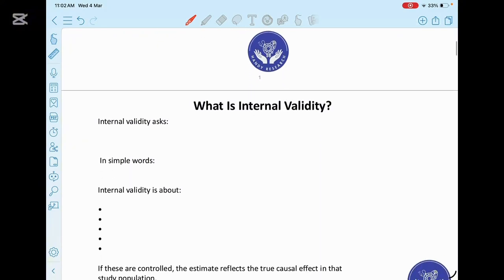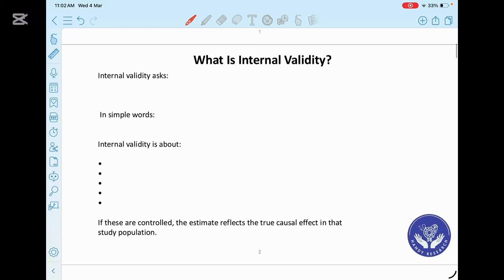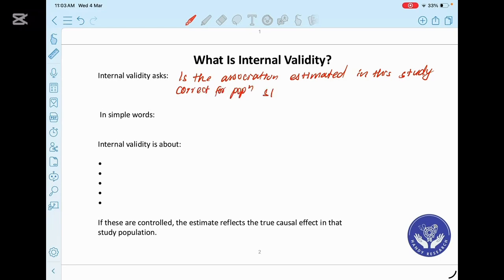So, what is internal validity? What does it ask? It asks, is the association estimated in this study correct for the population studied? In simple words, did the study measure the effect correctly in its own sample?